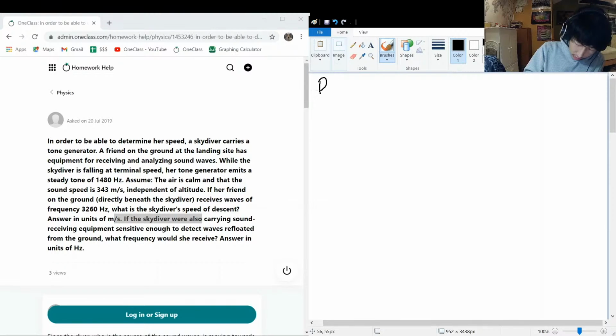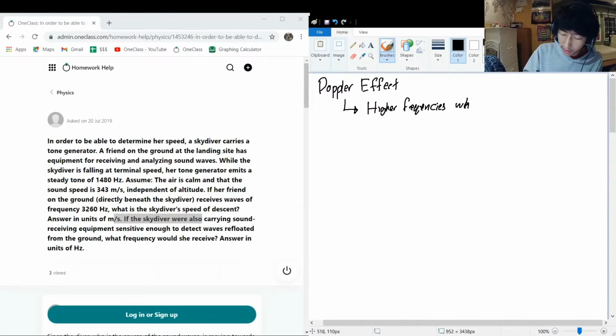So this is pretty much what the Doppler effect is. Higher frequencies when approaching, lower frequencies when, I guess the opposite of approaching is leaving.